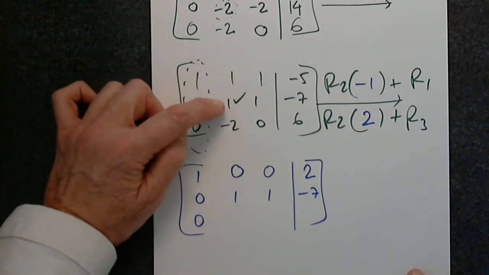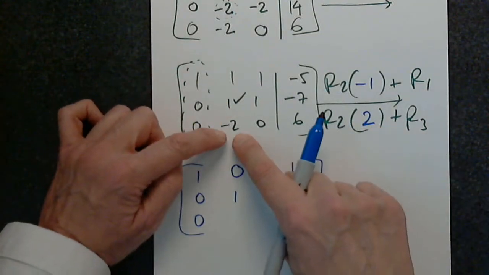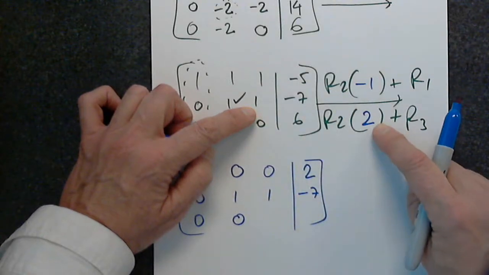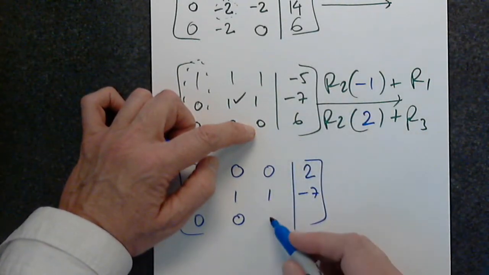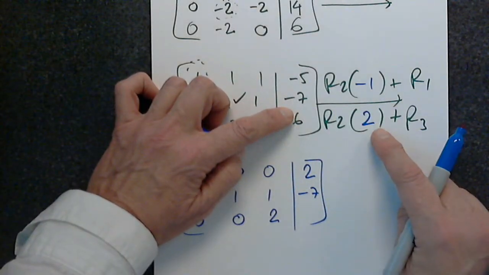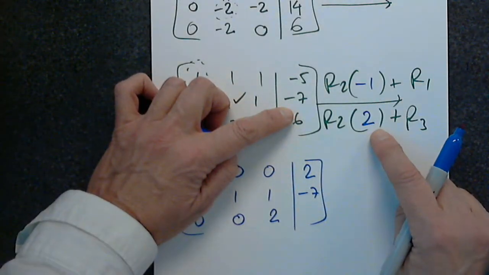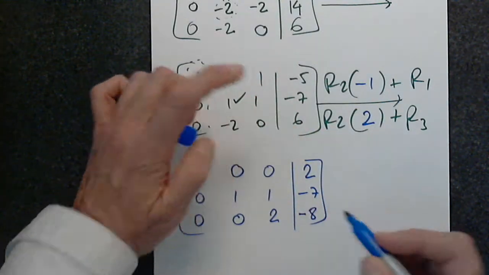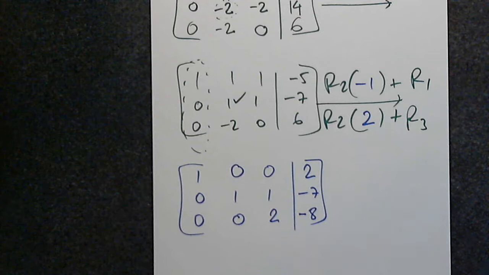Next one. 1 times 2 minus 2. 1 times 2 plus 0. Negative 7 times 2, negative 14 plus 6. That's it. What did we accomplish? A lot.